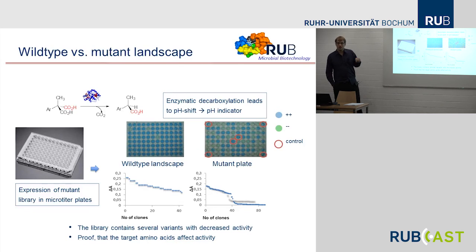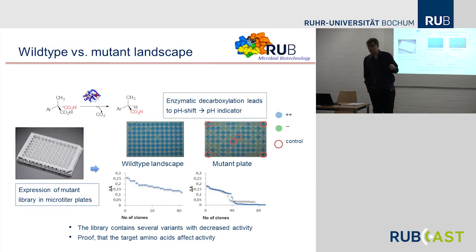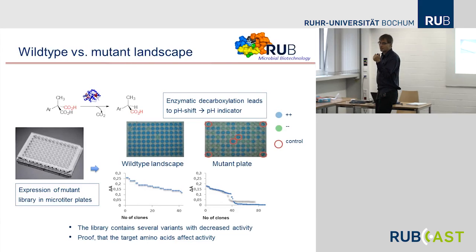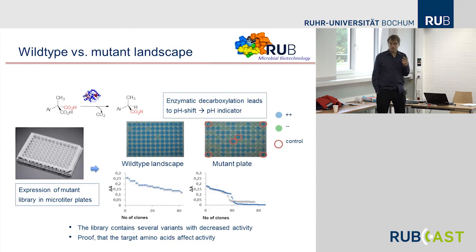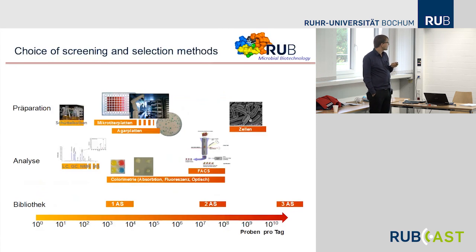So this means if you want to screen a large number of clones, start with screening one plate and see if something changes. And if not, then you should sequence a lot and look for the problem. But this quality check is worth the work before you start screening thousands of variants for nothing. And this is called the wild type landscape. The wild type landscape tells you how good your assay is. And the mutant landscape tells you if your mutagenesis was successful.